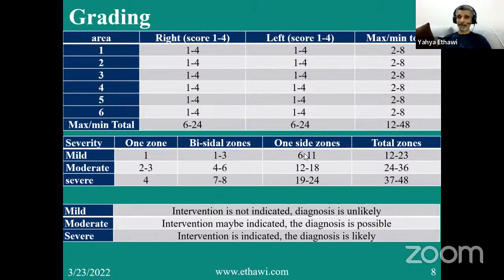Now, if you're doing only the right side or the left side, then the mild is 6 to 8, while the moderate is 12 to 18, and the severe is 19 to 24. If you're scoring the whole lung, then the mild is 12 to 23, the moderate 24 to 36, and the severe 37 to 48. What do mild and moderate mean?